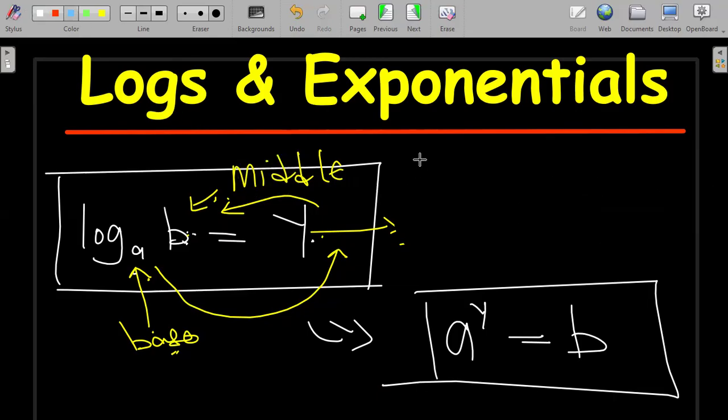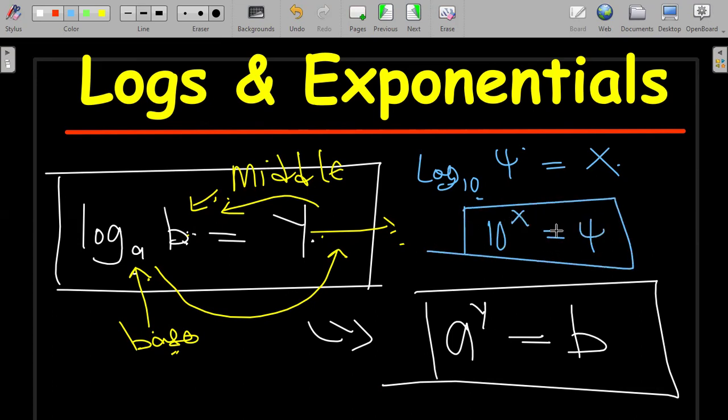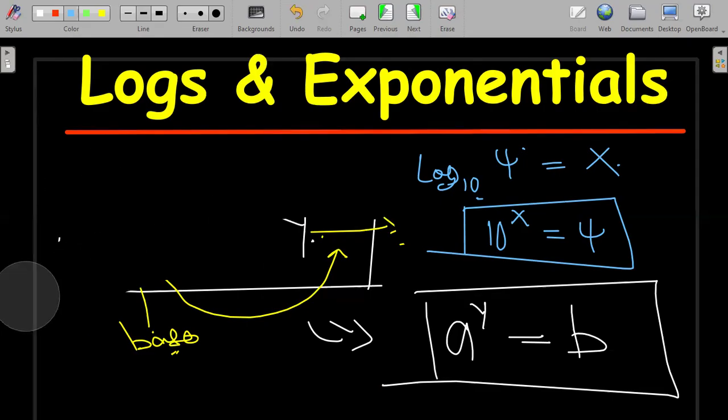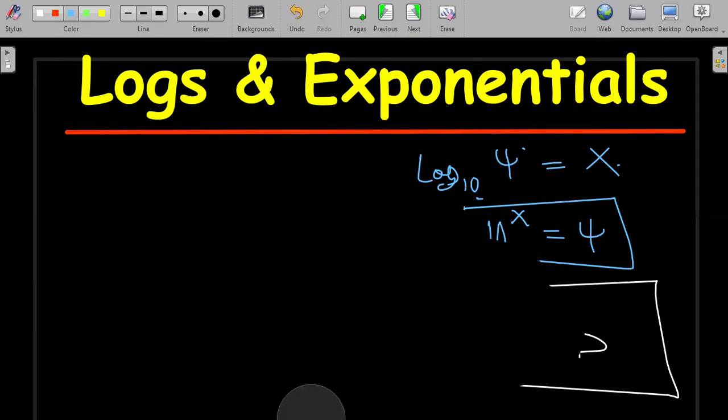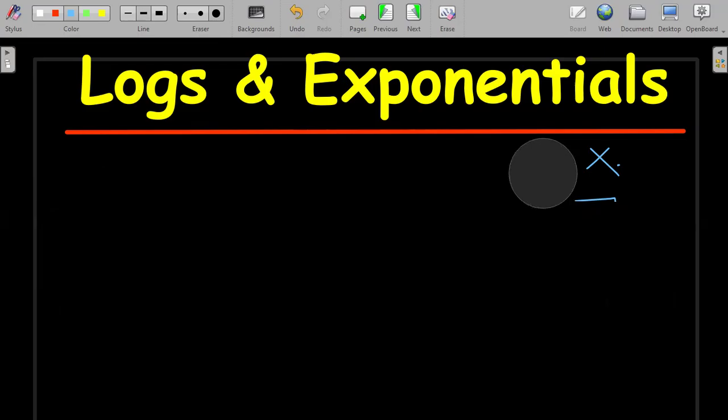If, for example, I have log base 10 of 4 is equal to x, I can convert this to an exponential by saying base to the power answer is equal to what is in the middle. So it will be 10 to the power x is equal to 4. That's how we can do it. Now let's look at the laws of the logs, and after that, we can look at some practical questions.